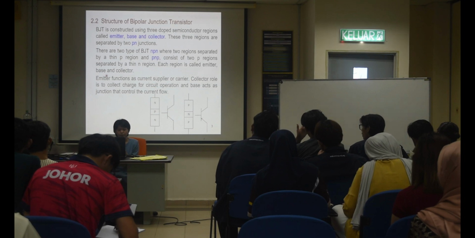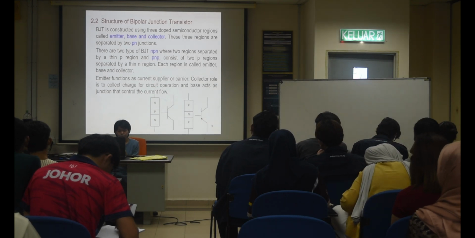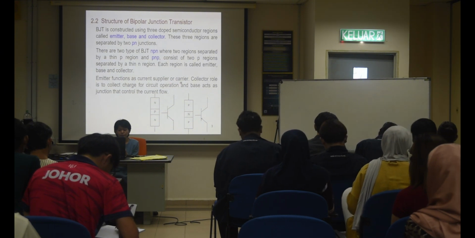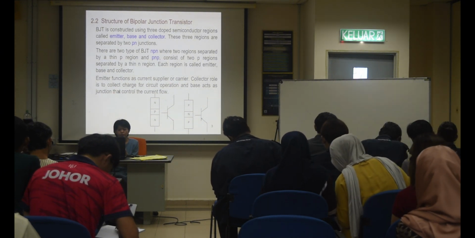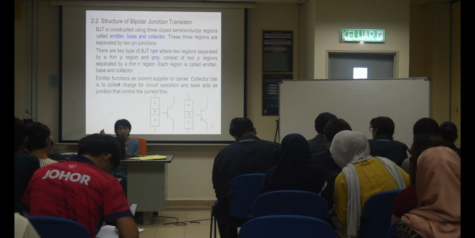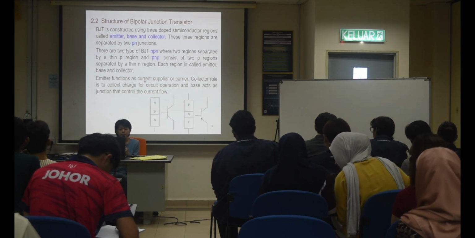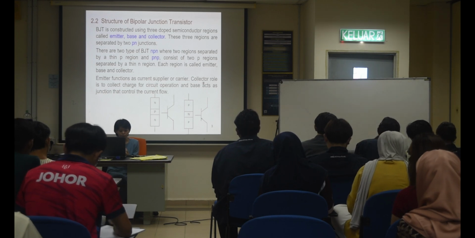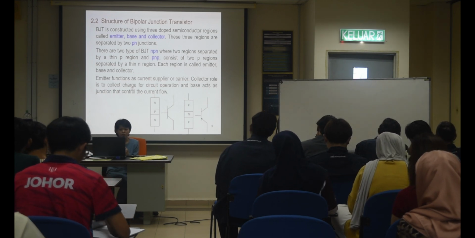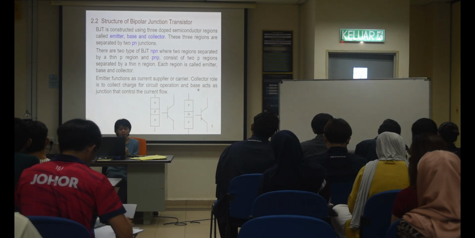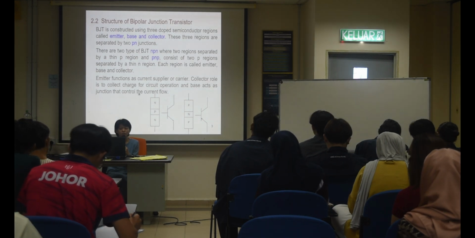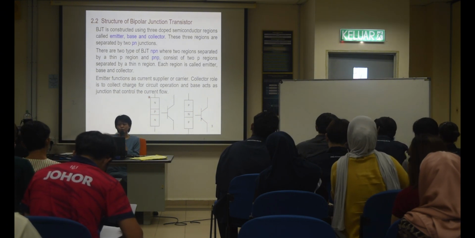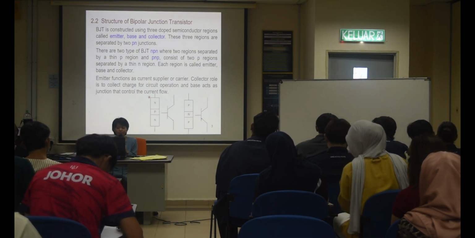The emitter functions as a current supply or the carrier. They emit the current. The collector is to collect the charge for the circuit operation. The base is to control the junction. It has to be stable. I say base control, it has to stabilize the current.